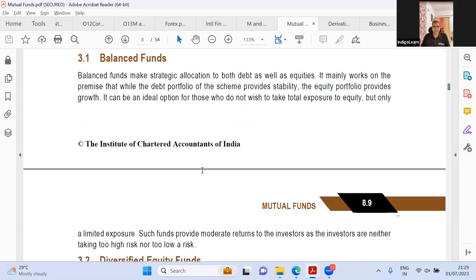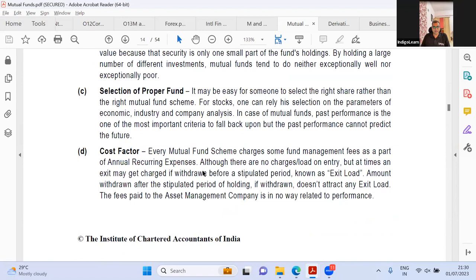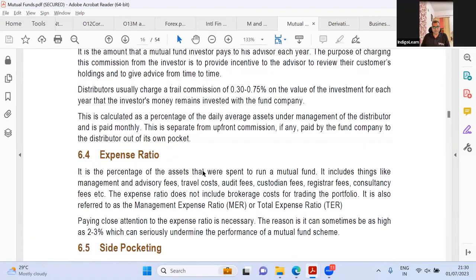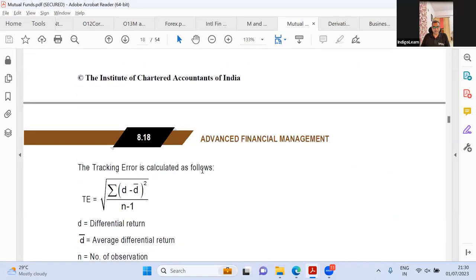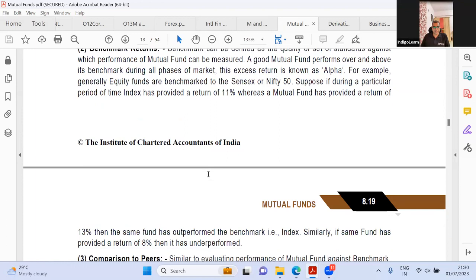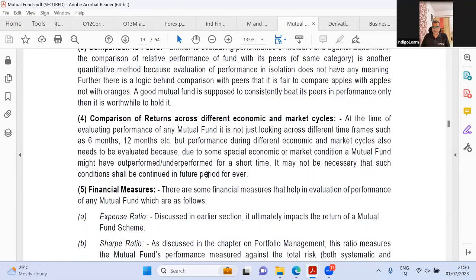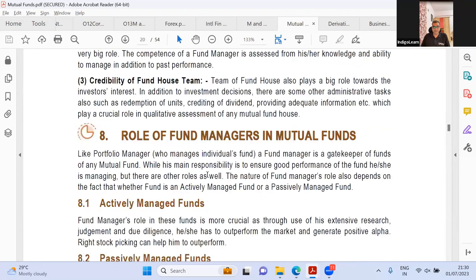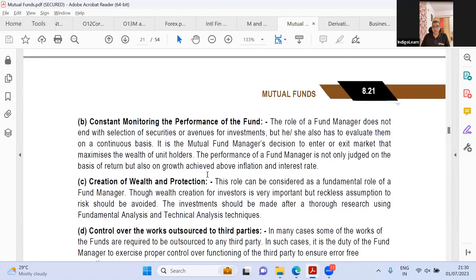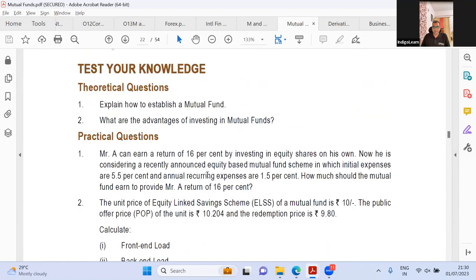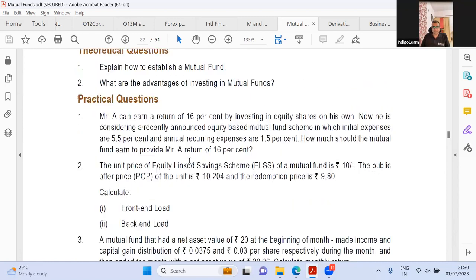Fixed maturity plans, drawbacks, terms, entry and exit load. This is all new syllabus, guys. Okay, expense ratio, tracking error, all this we discussed. Evaluation. So this is a new topic: quantitative parameters, risk adjustment method, benchmarks, comparison across cycles, financial measures, qualitative method. It's roles of fund manager, actively managed funds. What is the fund manager supposed to do? Role of FIs in mutual fund. What do FIs do? And bunch of stuff. Again, this is theory. There is absolutely no change.